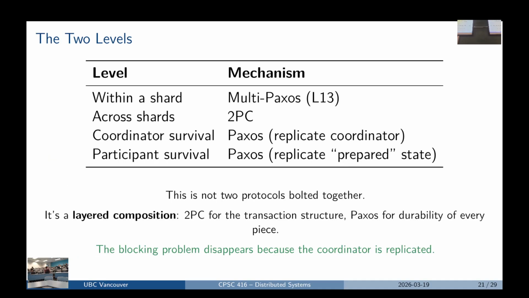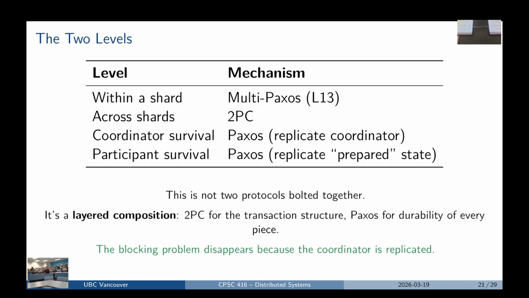So what we ended up with now is in a shard we use multi-Paxos, which we've already talked about. Across shards we use two-phase commit, which we've already talked about. The coordinator we make survivable by building a replicated Paxos, and we can actually make the participants, the individual shards, resilient as well, because we're using Paxos. We can replicate prepared state even. So we can literally build 2PC on top of Paxos, with 2PC on top of it. And then we'll put Paxos in there just to make it really interesting.